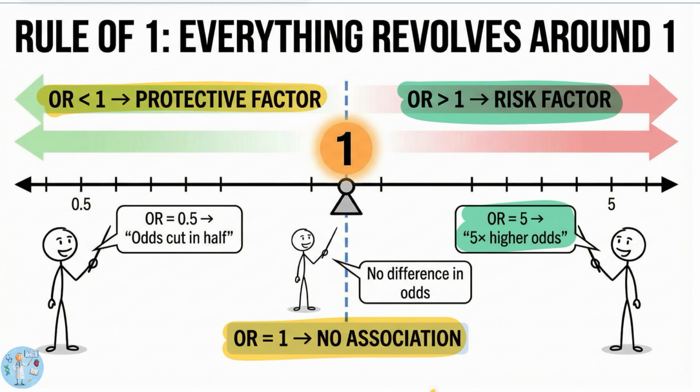Exactly. Three. OR less than 1. This is a protective factor. The exposure decreases the odds of the disease. So an OR of 0.5 means the odds of getting the disease were cut in half by that exposure. Think vaccines, healthy habits, things like that.